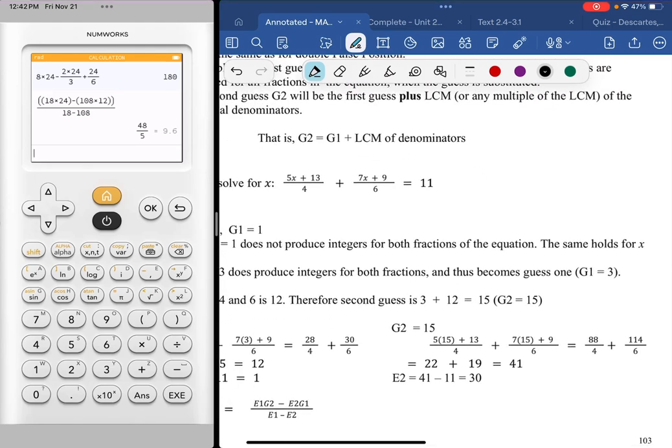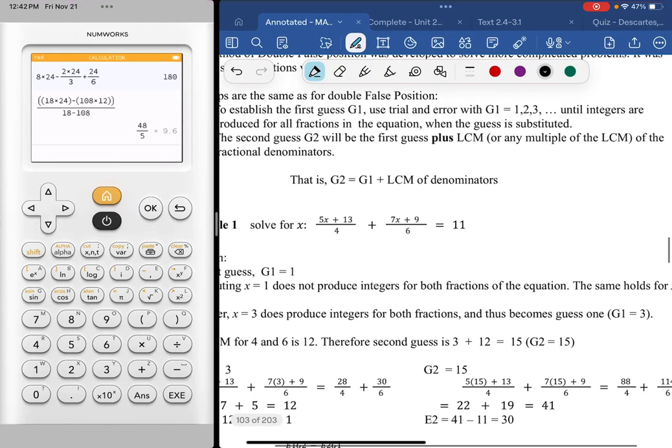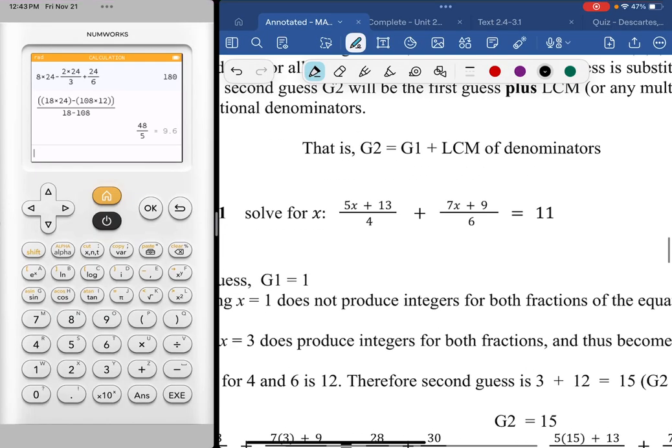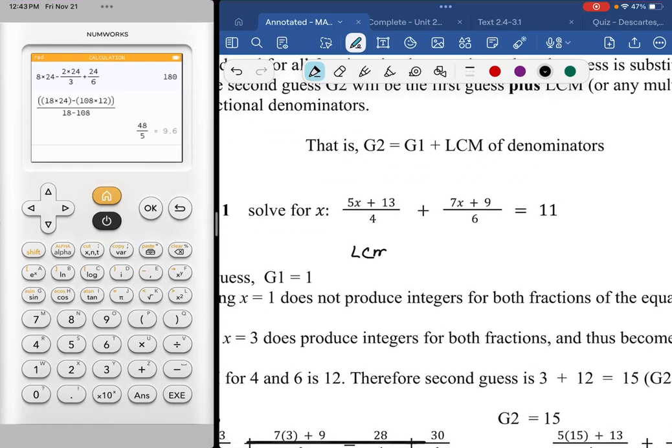So, you just got to sort of bear with it. But one thing that you could use is a second guess would be your first guess plus whatever the least common multiple is of the denominators, right? So the least common multiple of 4 and 6 would be 12. That would be the smallest number that could be divided by both 4 and 6. All right.